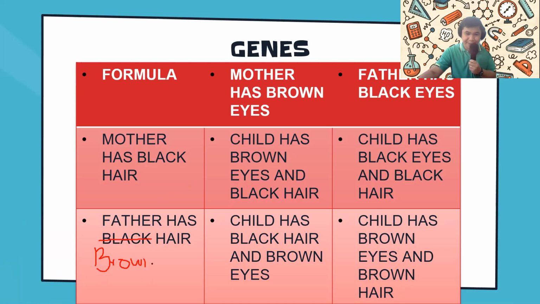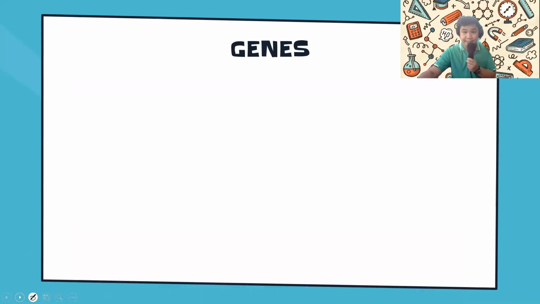I'm sorry if it's not beautiful. I'm just using my hand, my mouse. So the child has brown hair from the father and has brown eyes from the mother. Or finally, the child has black eyes from the mother and brown eyes from the father. That's basically it. That is the formula of genetics. Now let's continue.